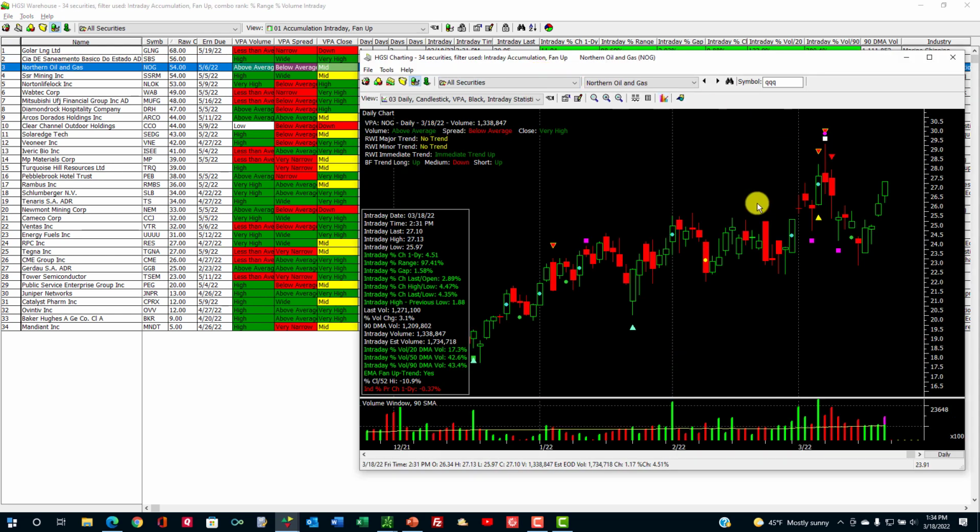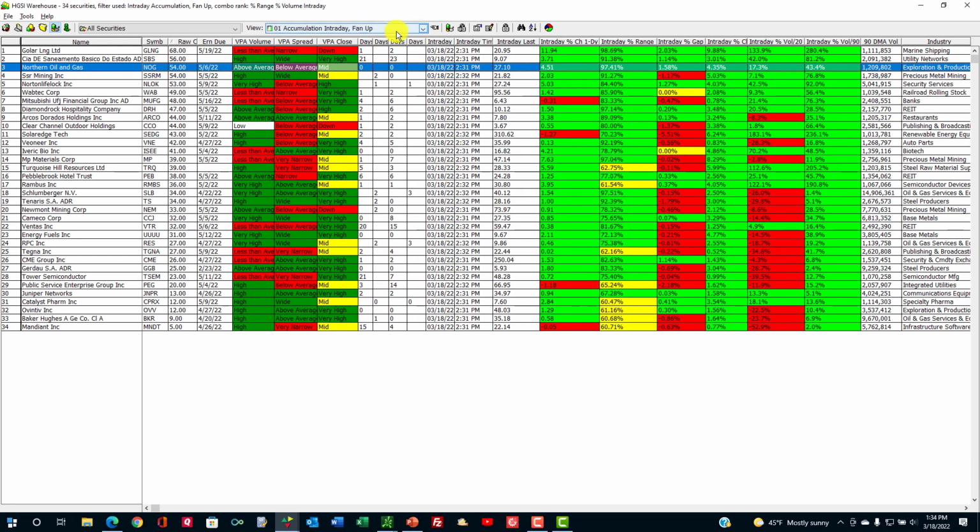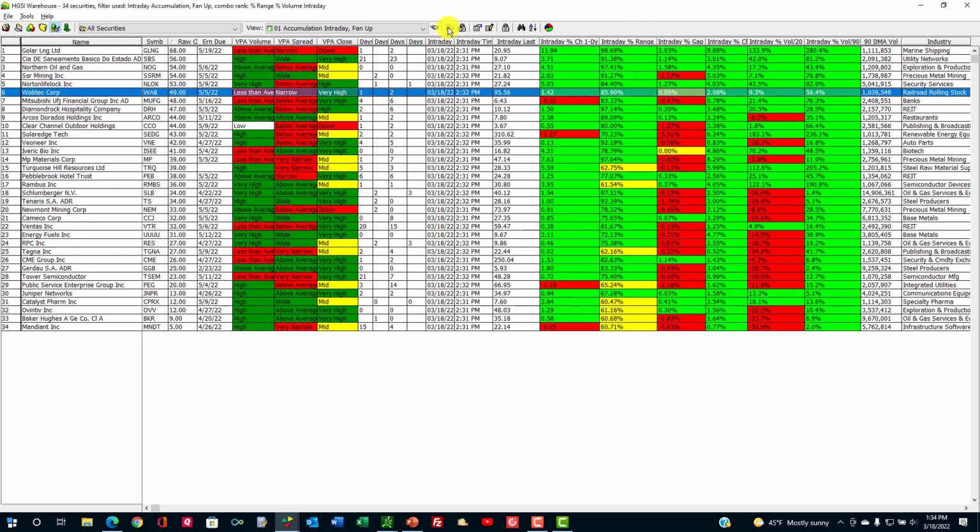Let's look at Northern Oil and Gas. You can see nice accumulation today. There was accumulation yesterday too. Sold off a little bit, volumes above average, and so on. So if you're an Insider Club member, you can use these scans. You know where they are. If you're not a member, you can certainly join. That's where I'm going to leave it today.